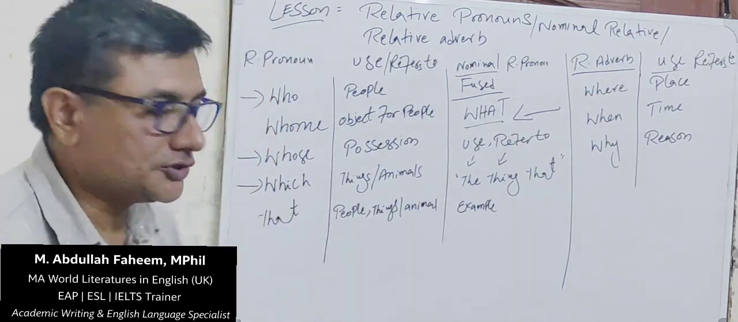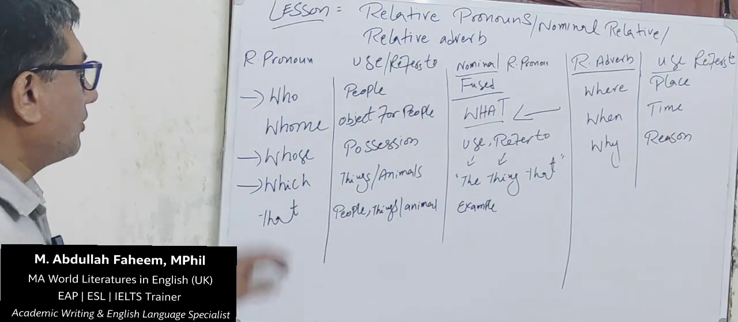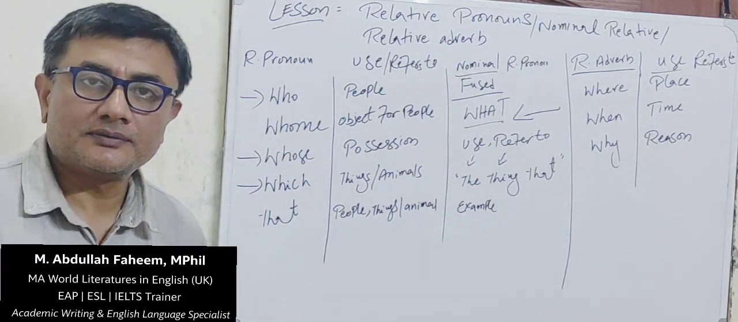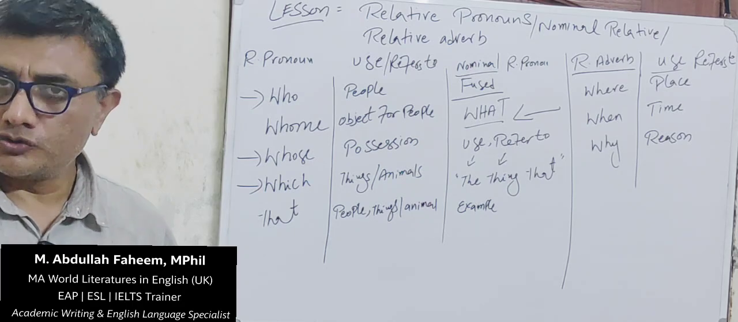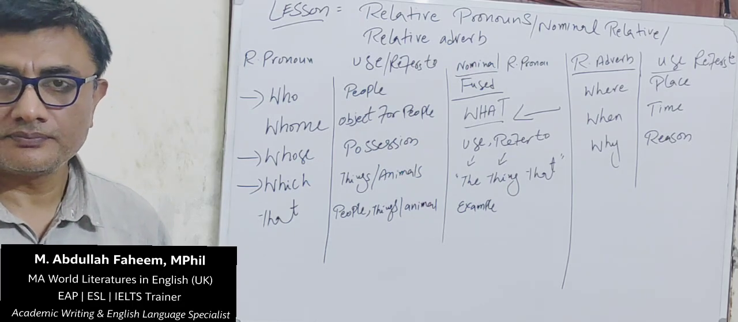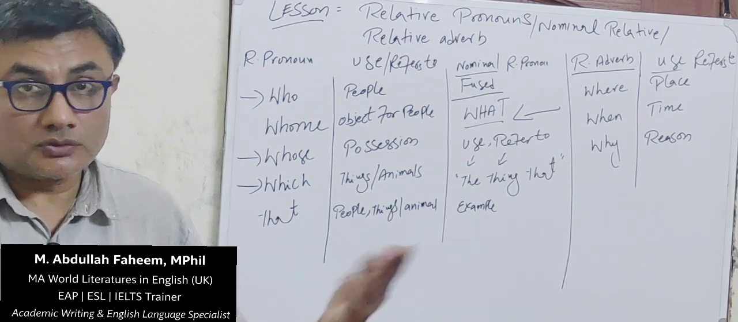Let's understand their usage. Relative pronoun who is used for people. For instance, who's outside the door? Who's knocking at my window? Who is who? Kaun kaun hai?